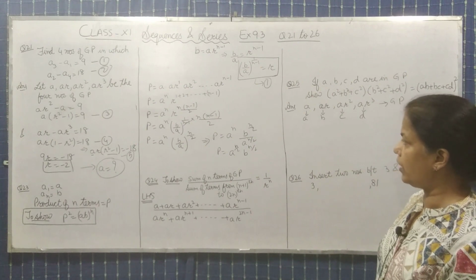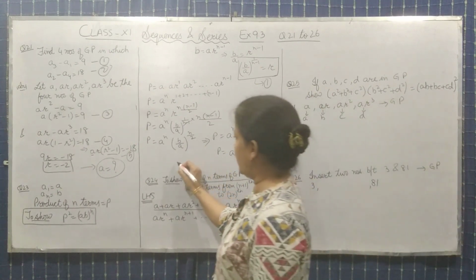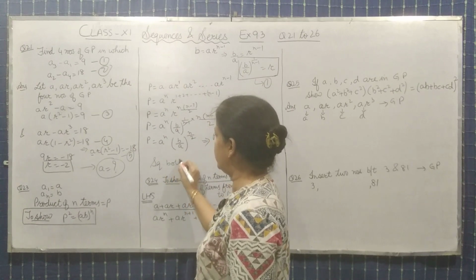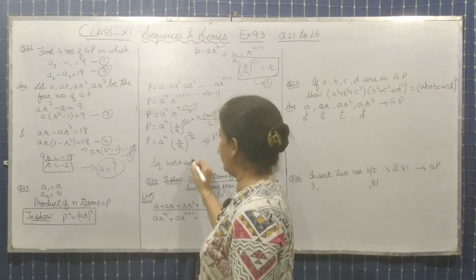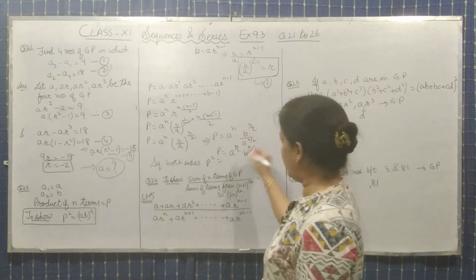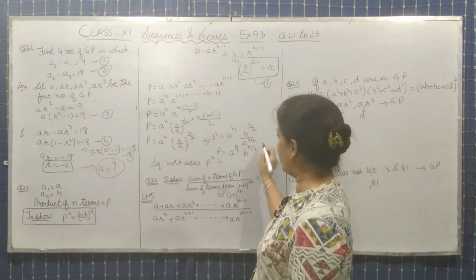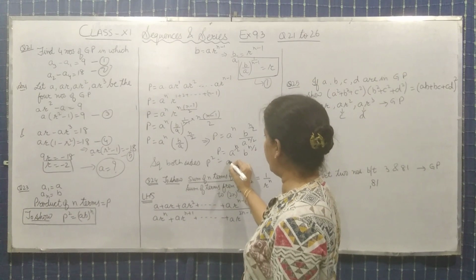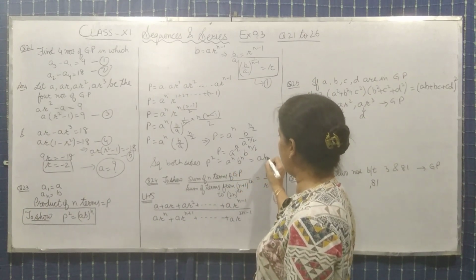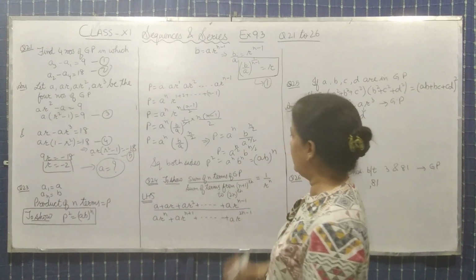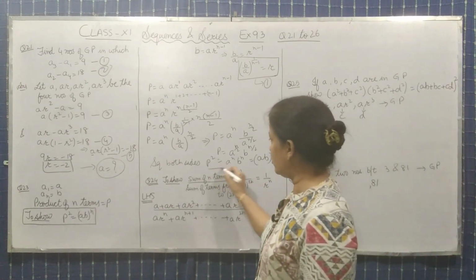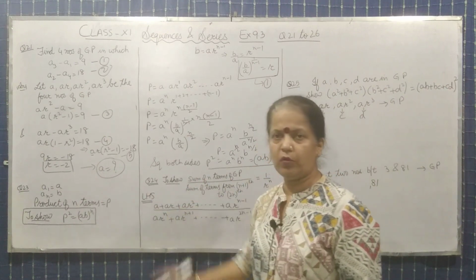If you do the squaring on both sides, what result do you get? P square equal whole square, so the power 2 will be cancelled out. So it will become A power n into B power n, or we can write it after combining as (AB) power n. Is it clear? So this is the answer we had to prove.